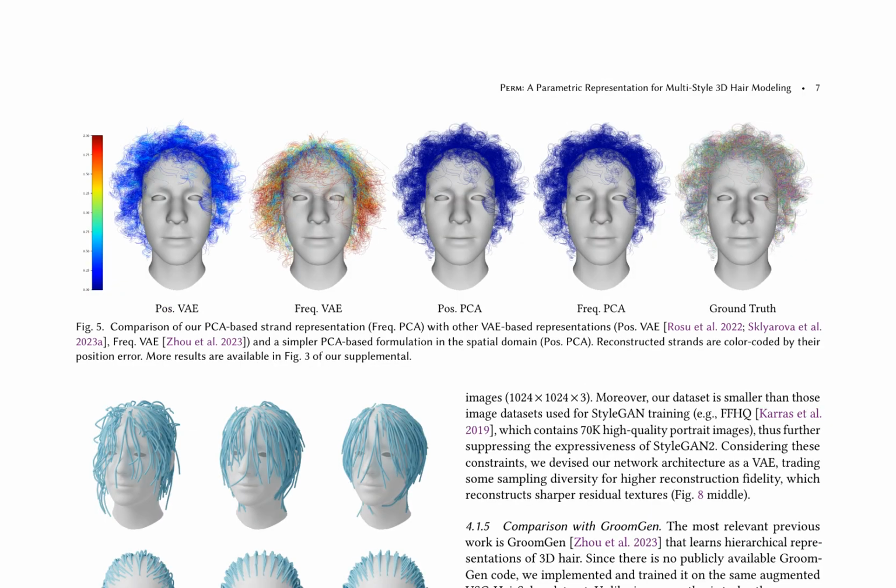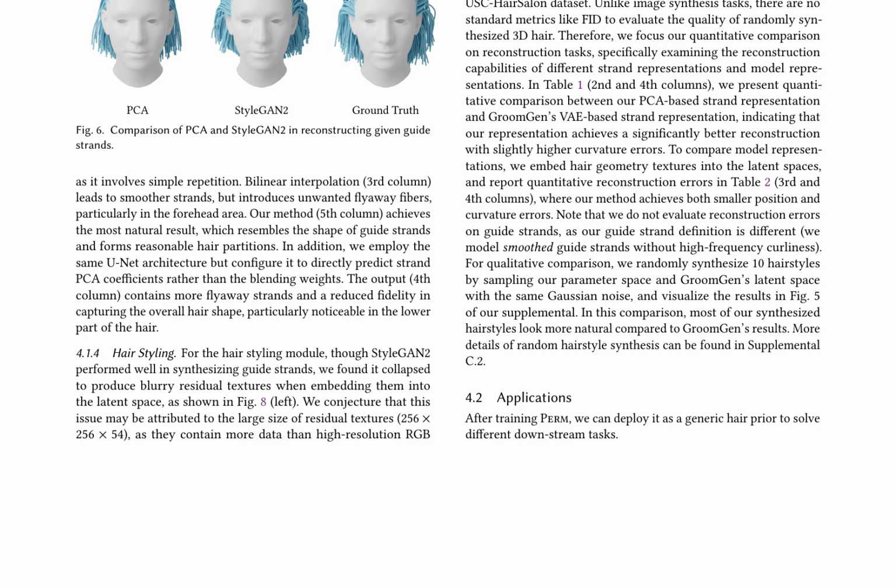The authors compare their PCA-based strand representation with other VAE-based representations and a simpler PCA-based formulation in the spatial domain, demonstrating that their method achieves the most natural results, resembling guide strands and forming reasonable hair partitions. They discuss issues with StyleGAN2 in synthesizing guide strands and propose a VAE-based architecture for higher reconstruction fidelity.